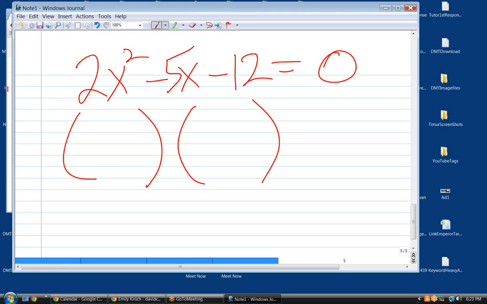Whenever there's a coefficient in front of the x squared. I'm sorry, can you repeat that? Sorry, my dog was barking.